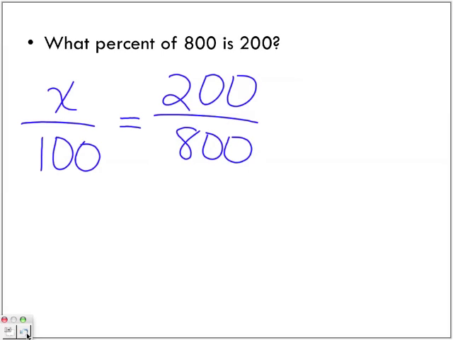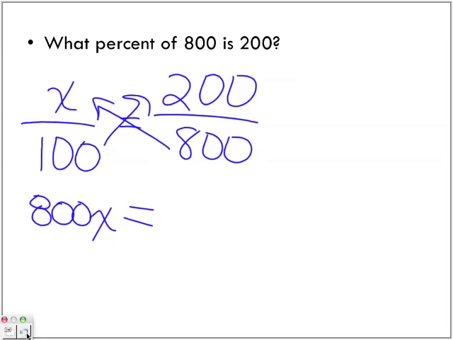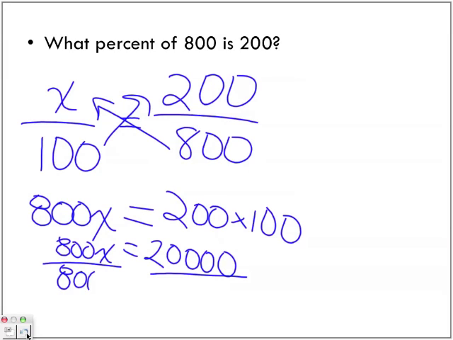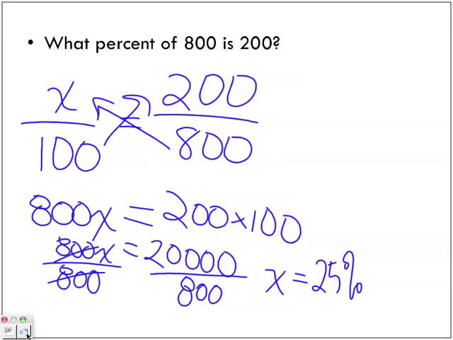So here's what we can do. Same thing. Switch these over and we get 800x equals 200 times 100. All right, so 800x equals 20,000. All right, divide both sides by 800. x is equal to 25. What? Percent.